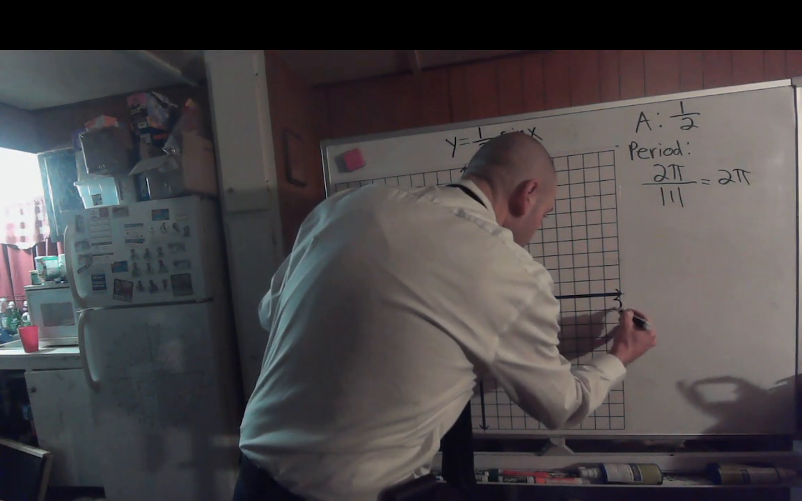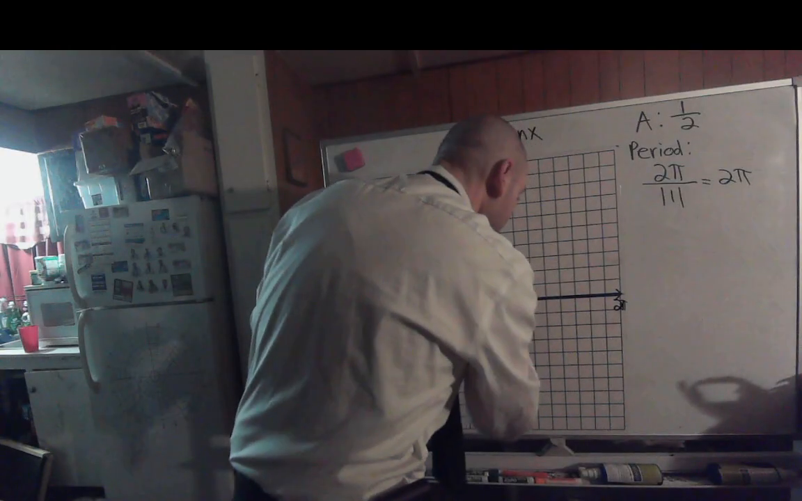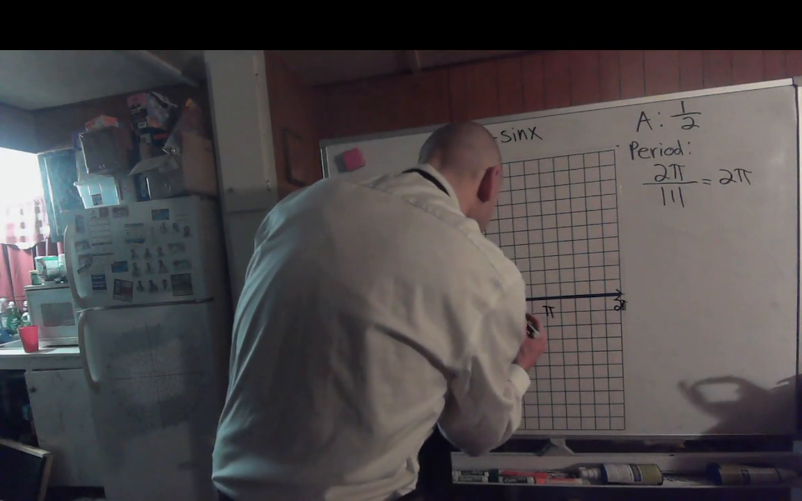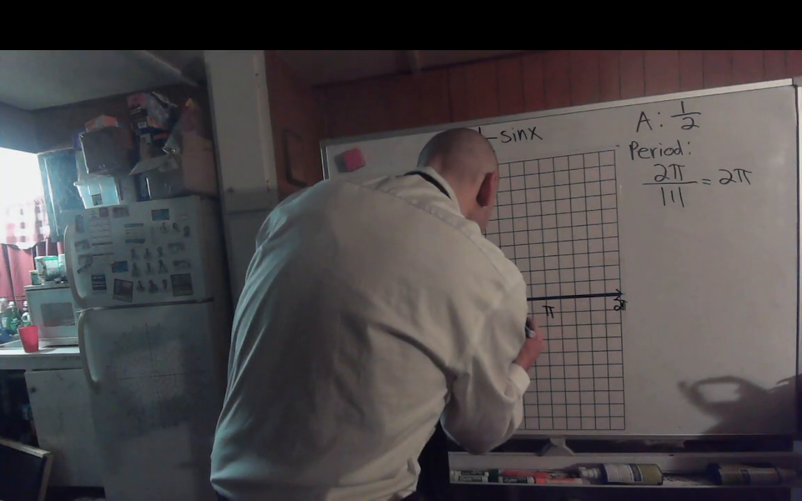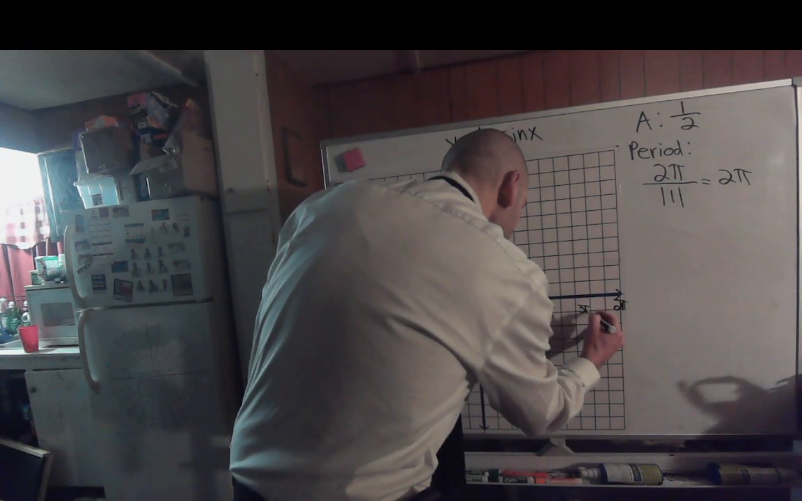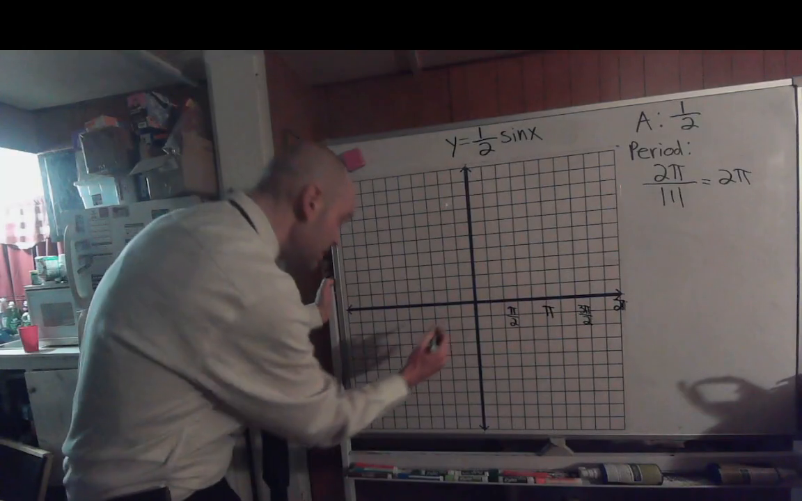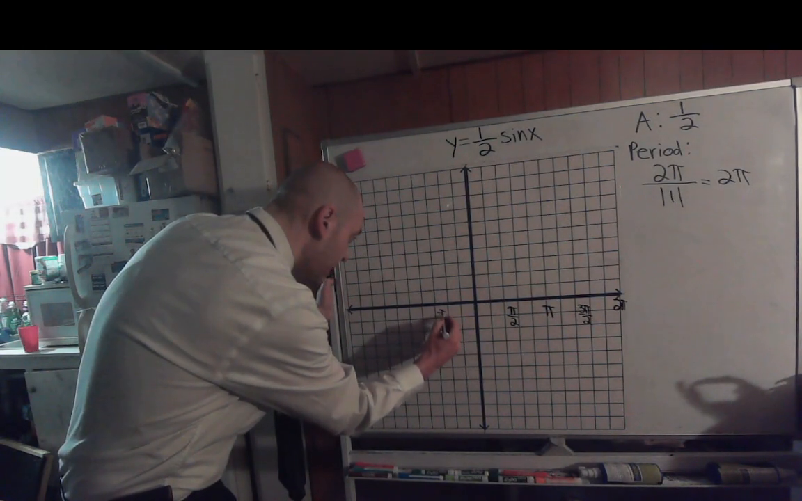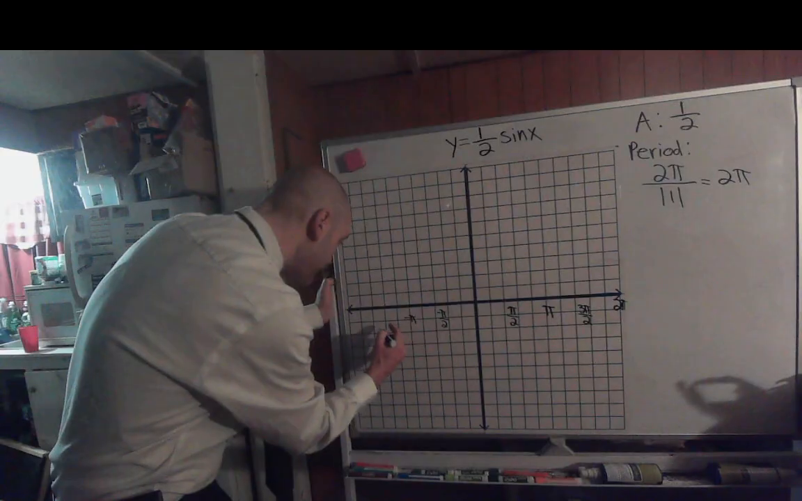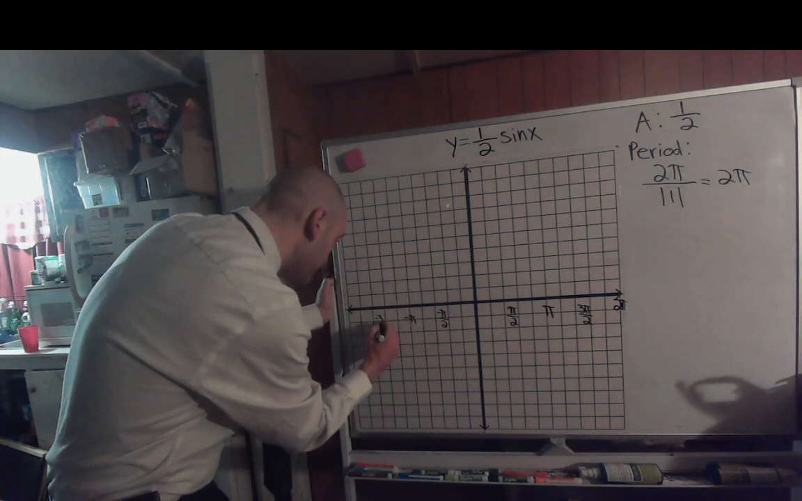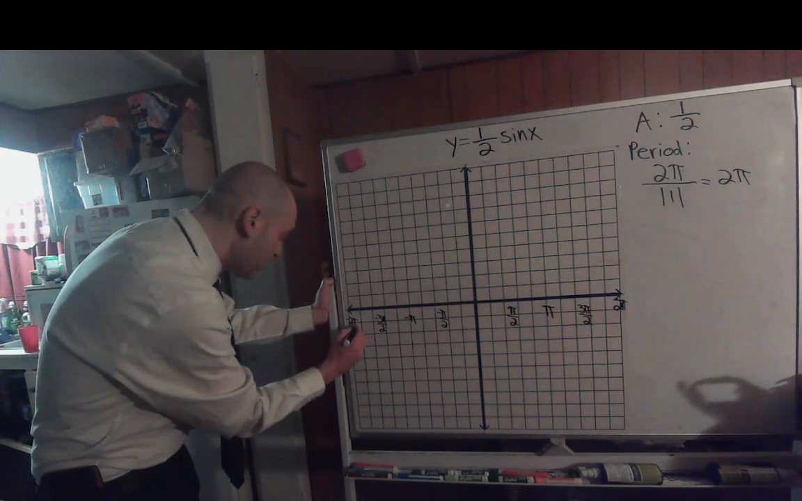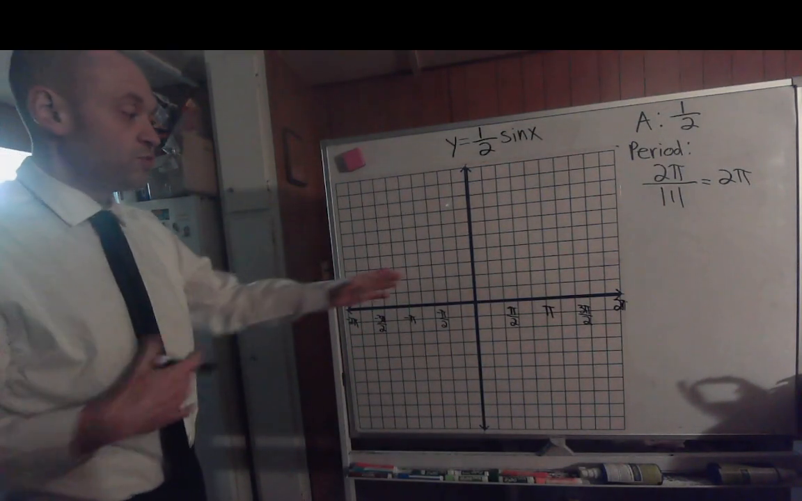So let's go ahead and label all our points here. There's 2 pi. Here's pi. Here's pi over 2. Here's 3 pi over 2. Here's -pi over 2. There's -pi. -3 pi over 2, and then -2 pi right here. So there's 2 full periods labeled.